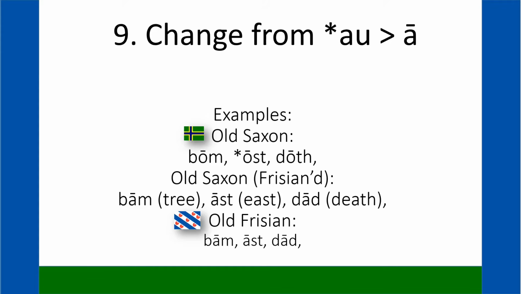We have from the Proto-West Germanic, or if you want to go further back to Proto-Germanic, the diphthong au becoming long a. So we have here in Old Saxon bom, ost, and doth, into Frisianized Old Saxon bam, ast, and dad. And then in Old Frisian proper bam, ast, and dad.